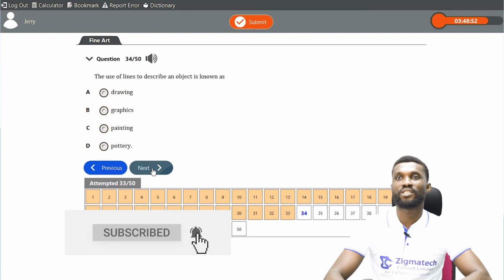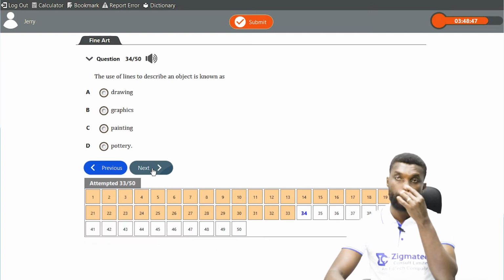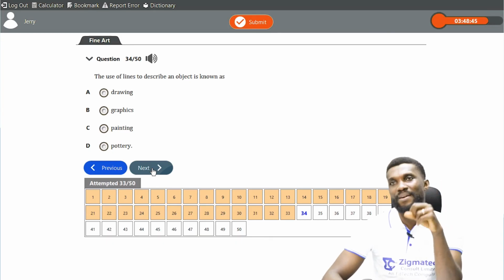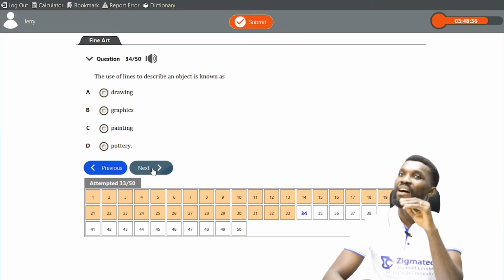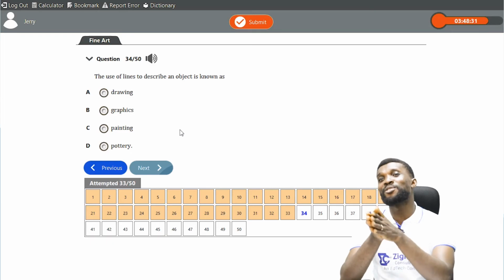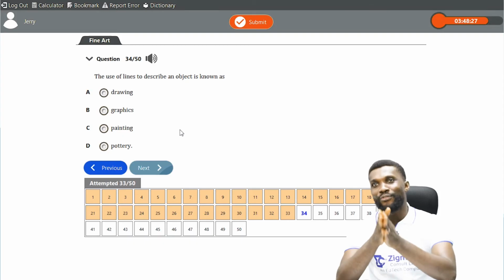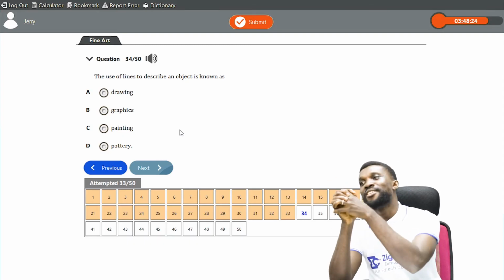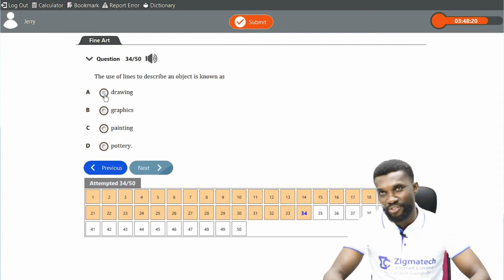Okay. Now let's go to the next one. The use of lines to describe an object is known as dash. Watch the question again. The use of lines to describe an object is known as dash. A. Drawing. What is drawing? Drawing is simply the use of lines to represent an object. Therefore, the use of lines to describe an object is known as drawing. They are just asking you the definition of drawing.